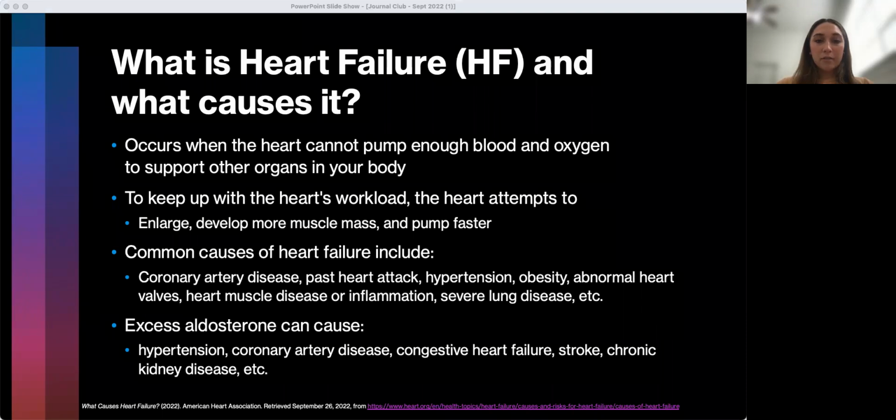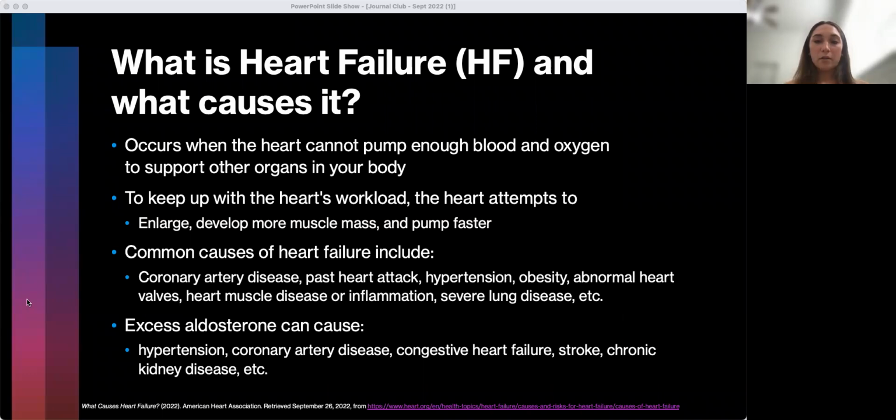Another attempt is that the heart tries to develop more muscle mass. So it increases its muscle mass. This occurs because the contracting of the cells makes the heart get larger. Initially, this lets the heart pump more strongly, but over time, this takes a toll on the body. And another attempt that the heart makes to compensate for this overworking load is to pump faster. So this helps with the heart's output. But this can't last forever, right? So this will have an effect on the body.